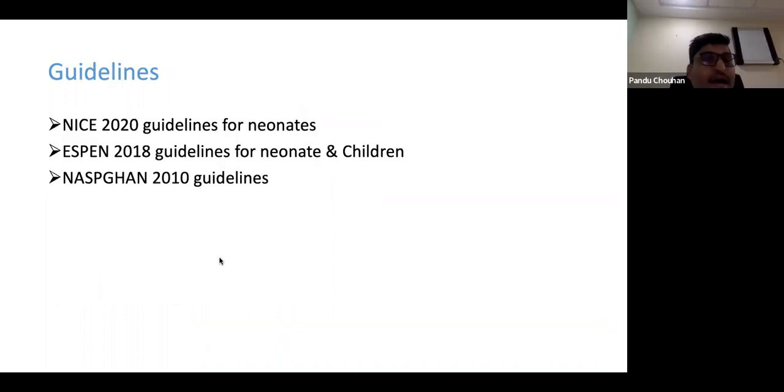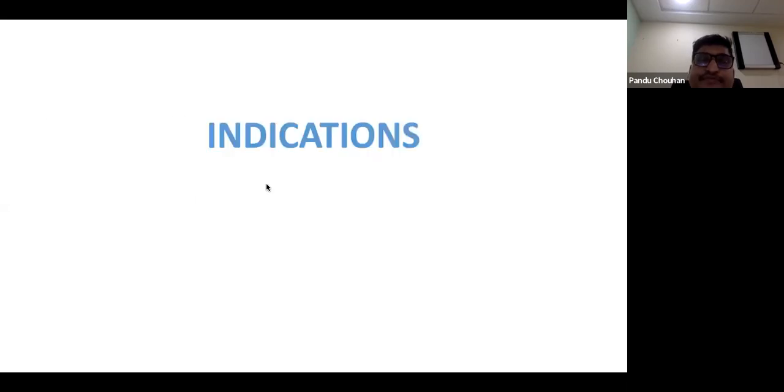When it comes to the guidelines for total parenteral nutrition, there are the NICE guidelines 2020 for neonates, and the European Society of Parenteral and Enteral Nutrition 2018 guidelines for neonates and children, as well as the North American Society of Pediatric Gastroenterology and American Academy of Pediatrics guidelines for children and adults as well. In India, we have institute-specific guidelines. We don't have national guidelines. We have protocols from institutes like PGI and AIIMS.